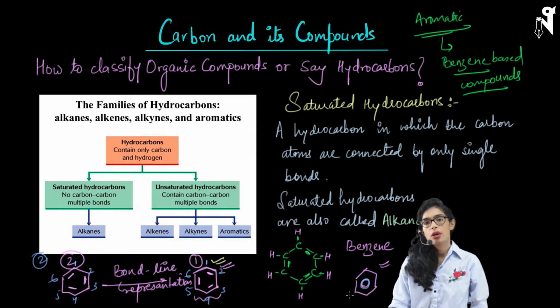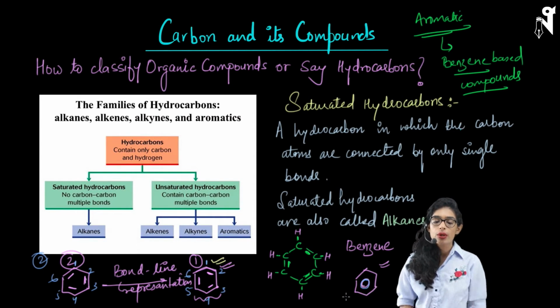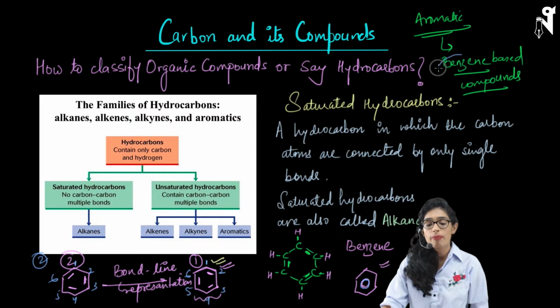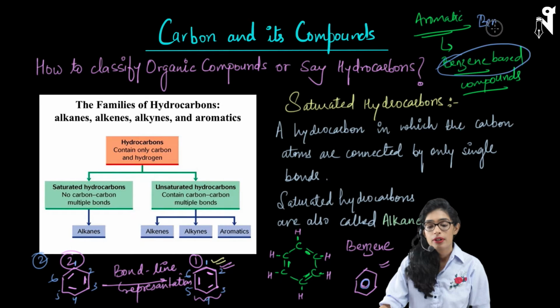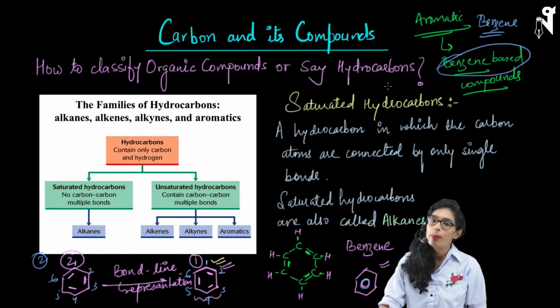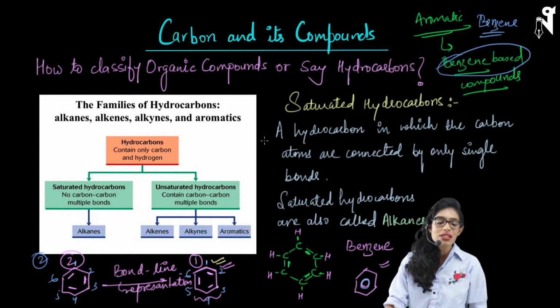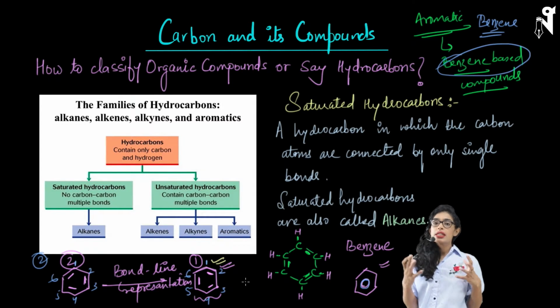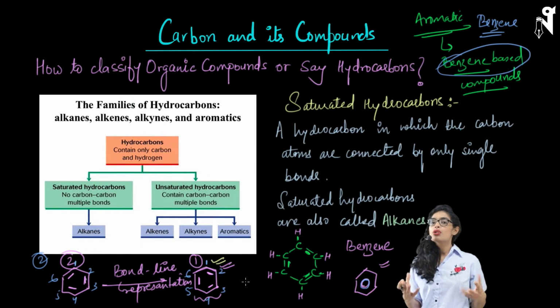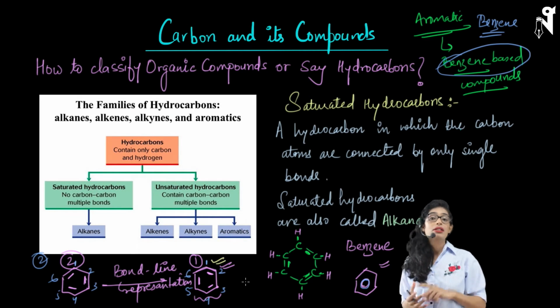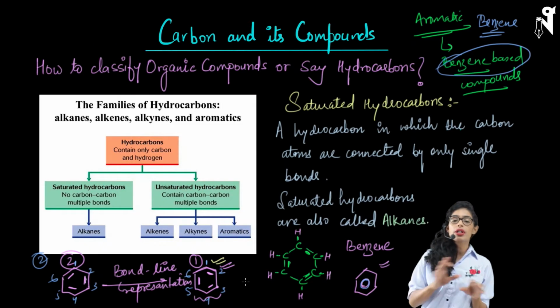It is not required right now. It is just to tell you what benzene is. And any compounds which are made up of benzene, and benzene itself, are called aromatic compounds. Okay, so this is the third category of unsaturated compounds, that is aromatic compounds. Benzene based compounds or benzene will be considered as aromatic compounds. There are a few other compounds also which are not benzene based but still considered as aromatic, but we will not talk about it at all.